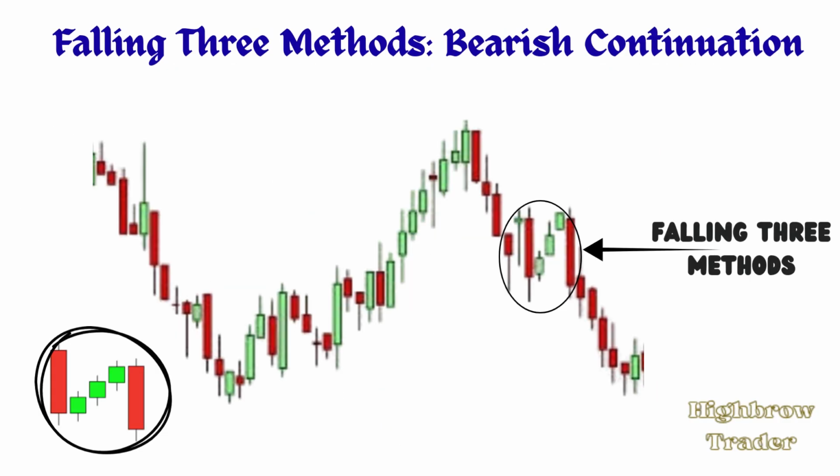A falling 3 methods is a bearish continuation pattern within a strong downtrend. It begins with a long bearish candle, followed by several small bullish or neutral candles that remain within the range of the first candle, signaling a pause or consolidation. The final candle is another strong bearish candle that breaks below the range and resumes the downward move. Look at the chart below. You'll see a long red candle followed by several smaller candles within its range, and then another long red candle breaking below the range, indicating a continuation of the downtrend.